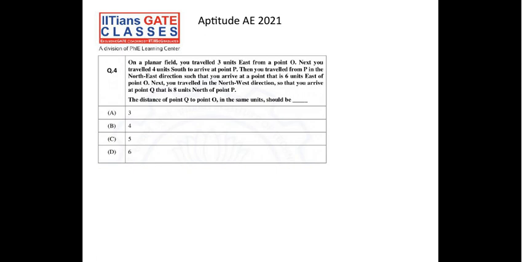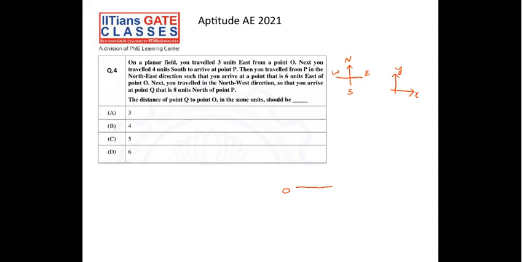Since we are in a planar field, it makes sense to use a coordinate system. So let's start by marking the point O. O will be over here. I'm starting from O and moving 3 units to the east. Let me mark that also for reference, the directions. North, south, this is east, and this is west. Also, I'll be using the coordinate system, so X and Y.